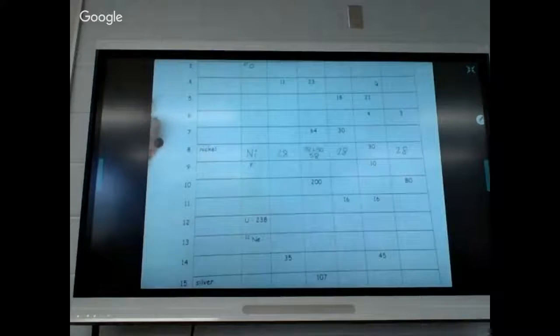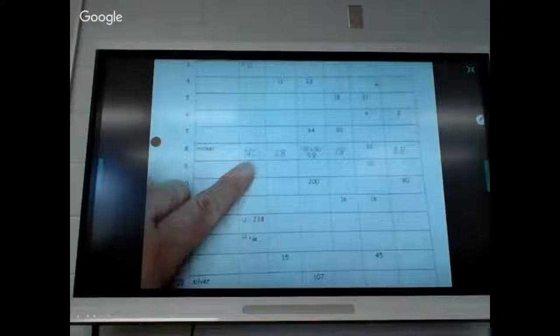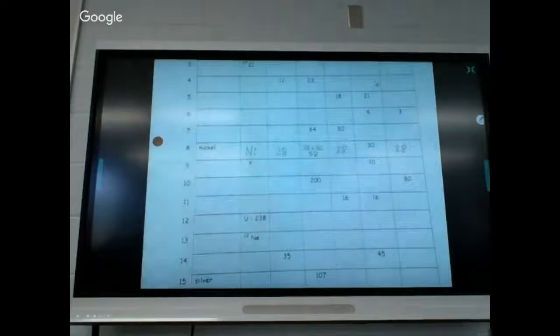Now, some of you may have done this wrong. But when you write a two-symbol element, the first letter is always a what? Capital. And the second letter is always what? Lowercase. If you write a capital and a capital, I will take off. We'll spend more time with that when we do naming. Questions about how that works?